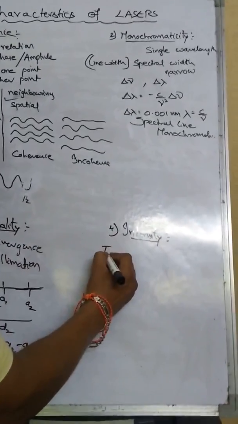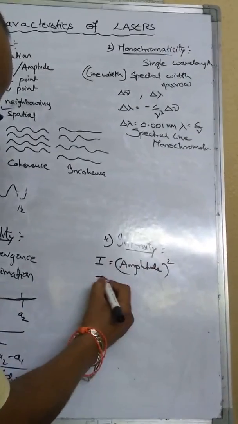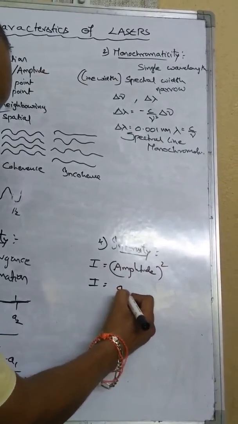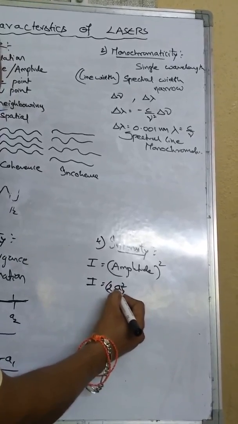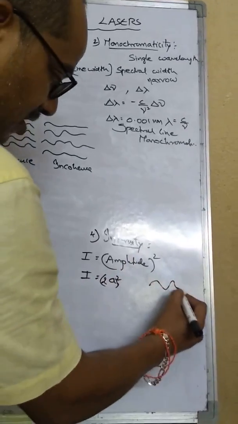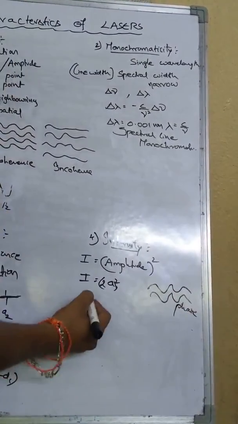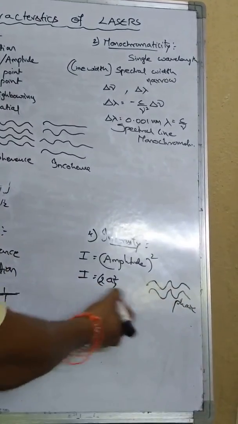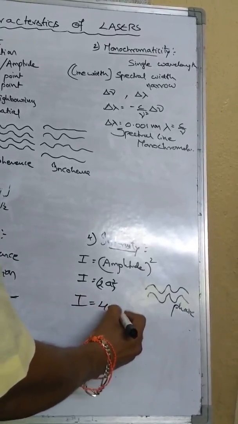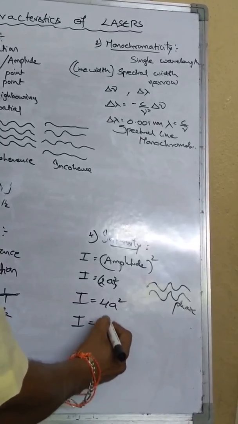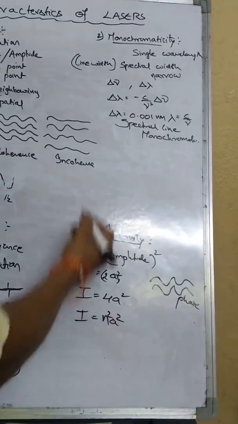Coming to the intensity, it is defined, as I said, as the square of the amplitude. If I take a single wave, it becomes a squared. If I take two waves, it becomes two a whole squared. Why two a? As I said, the two waves will be in phase. When these two waves are in phase, the superposition principle comes into the picture, and there will be a summing of the amplitudes. Then the intensity becomes 4a square. And if I take n photons, it becomes n square a square. Therefore, the intensity will be very high.